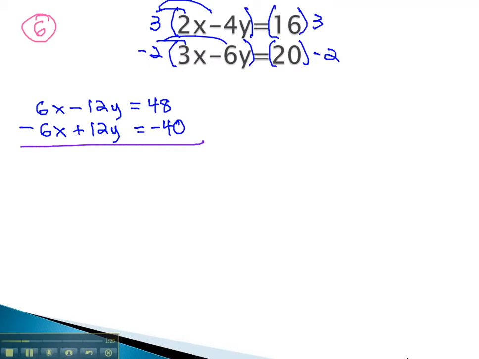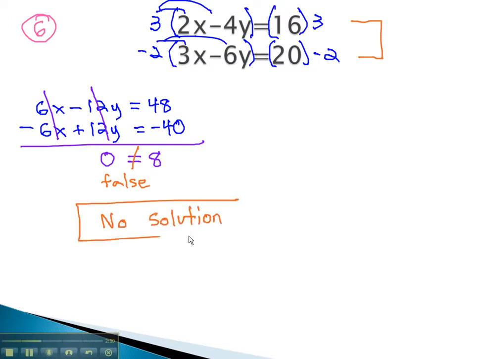We're ready to add these together, but notice as we do, the x's subtract out and the y's subtract out. All that remains on the left side of the equal sign is 0. 48 minus 40 is 8. The variables have subtracted out completely, and we also notice this is a false equation. 0 does not equal 8. This means when these equations work together, we always have a false result. In other words, there is no solution that will make both of these equations true at the same time.